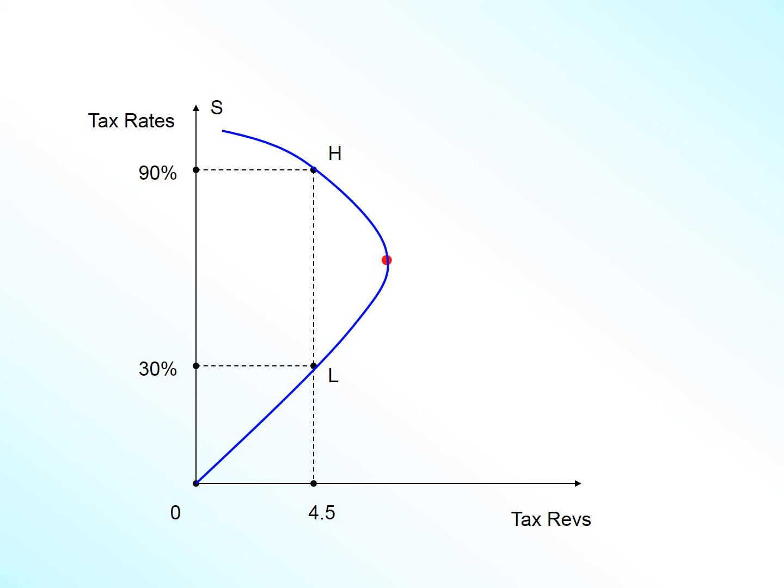Based on this schedule, the optimal tax rate for the government to levy on households is 60%. At this rate, the government collects 6.5 trillion in revenues, more than any other point along the curve. That's because this point corresponds to the place on the schedule where the slope changes from positive to negative.